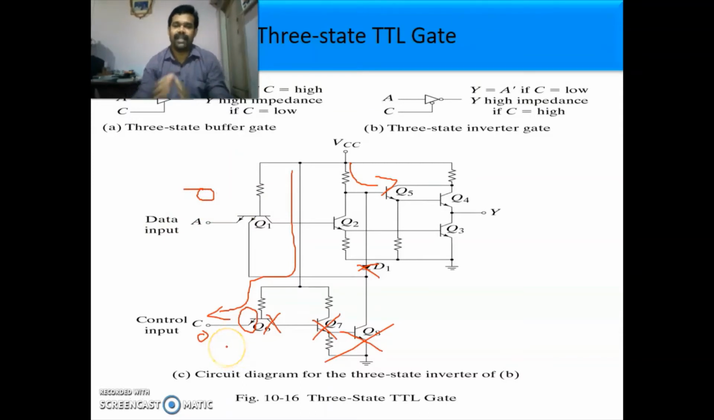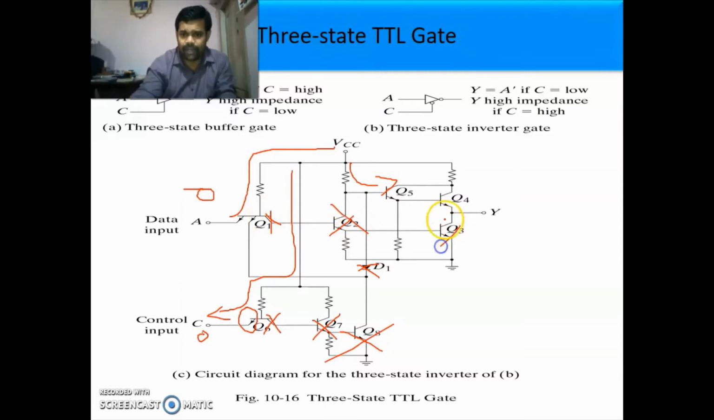So first we have considered control input, and due to the 0 in the control input, Q7 and Q8 are off and D1 is off. Now we are giving data input as 0. If data input is 0, this emitter base junction is forward biased. It starts conducting in this direction. So the collector base junction of Q1 will not conduct, Q2 will not conduct, Q3 will not conduct. At that time, current starts flowing in this direction. Q5 will conduct and Q4 will conduct, and output is high.